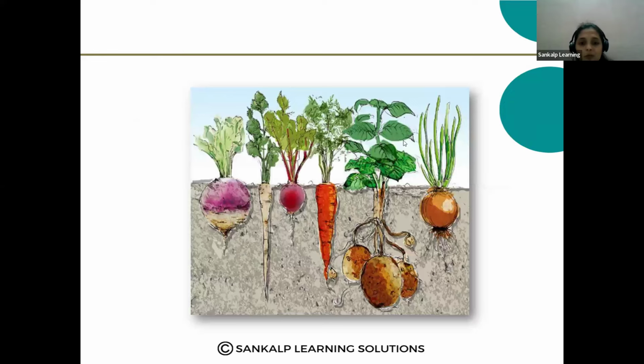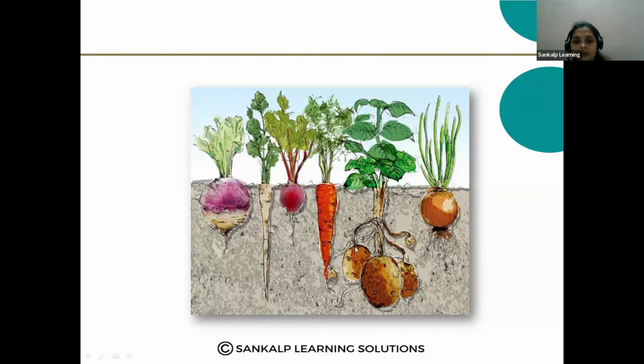So here you can observe how the food is stored in different plants. You can observe the carrot, beetroot, and some onion. These plants store the food material in this part. And some plants store the food material in stems, and some plants store it in leaves, fruits, and seeds. So these are all the plant parts that store the food material. Okay.